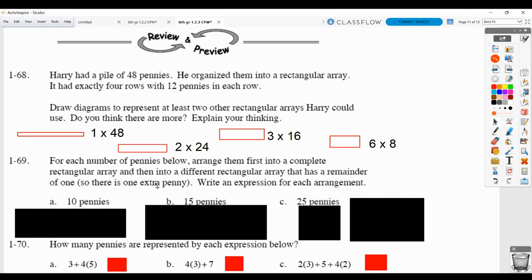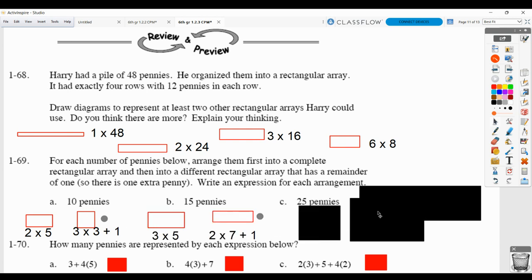And then for this one, they want you to arrange them into a complete rectangular array and then into a different rectangular array where there's a remainder of 1, so there's 1 extra penny, and then write an expression for each arrangement. So if we're looking at 10 pennies, we could do a 2 by 5, which would be written as an expression of just 2 times 5. We could also have gone with 10 by 1. That would have worked too. And the one with the extra penny I did was a 3 by 3 plus 1. So again, this is my drawing, and then this is my expression.